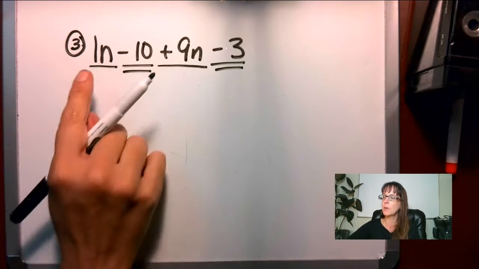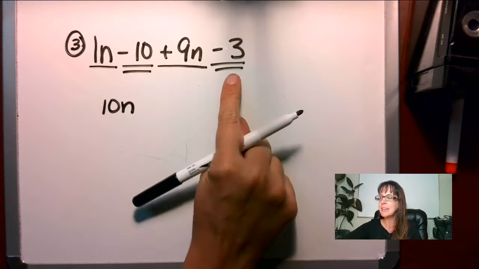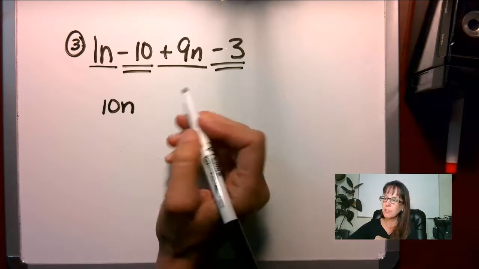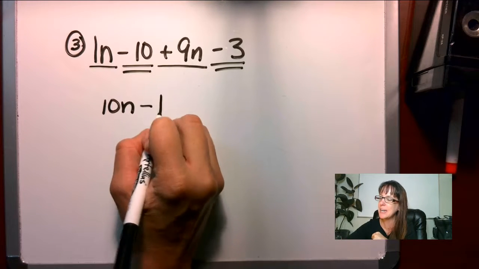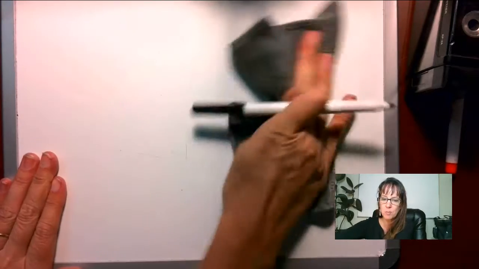So let's start with our n's. We have 1n and 9n. That gives us 10 n's. We have negative 10 and negative 3. So one team of negative 10, one team of negative 3. That's still the negative team, but now it's 13 big. All right, so go ahead and try some more of those.